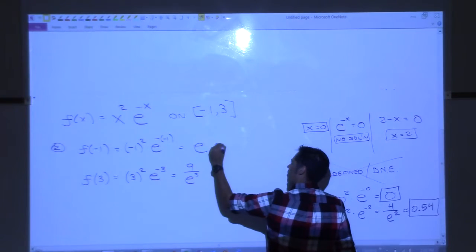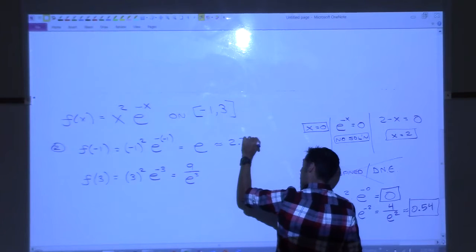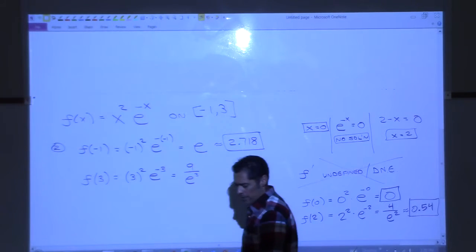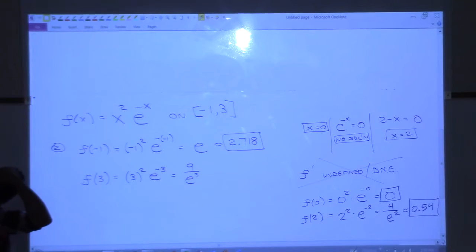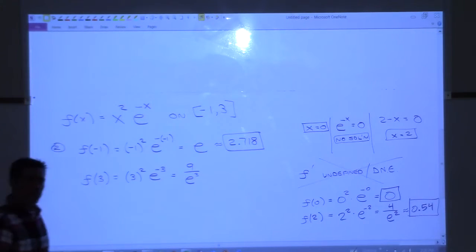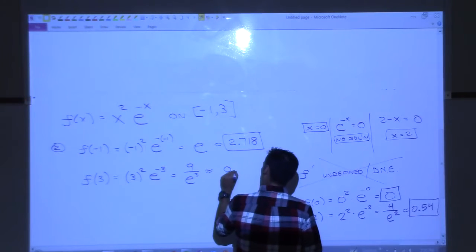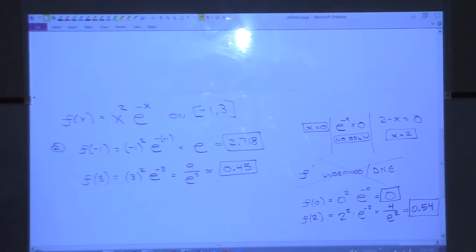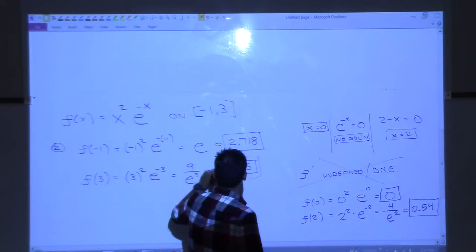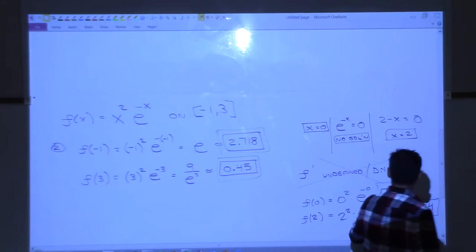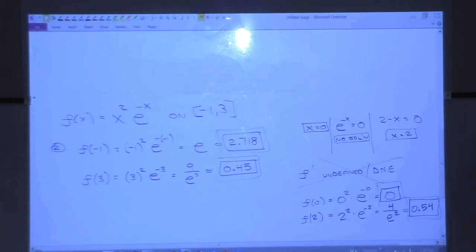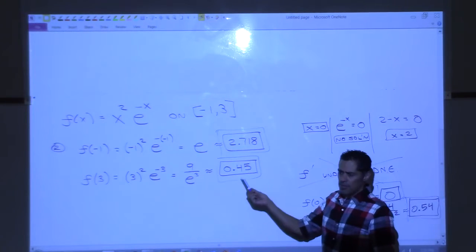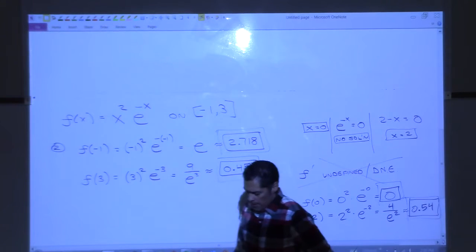So I know that e is approximately 2.718, but I'm not quite sure what 9 over e cubed is. 0.45? Approximately 0.45. So the things that we're comparing are this one, this one, this one, and this one. Those are the things we're comparing, right? The outputs from our critical numbers versus the outputs from our endpoints.